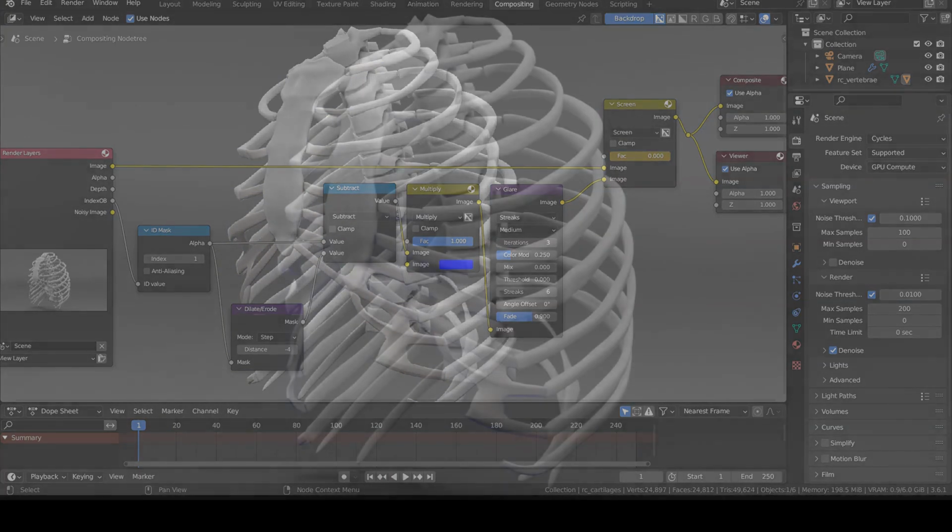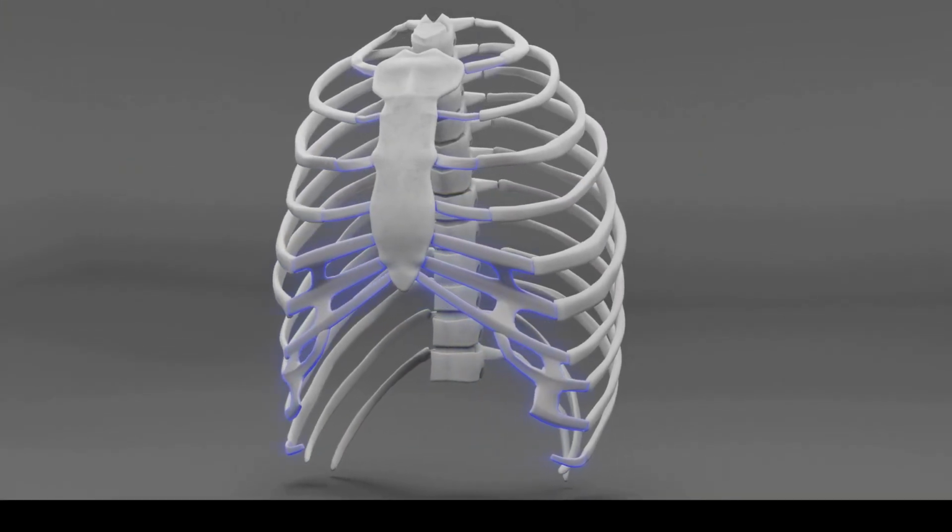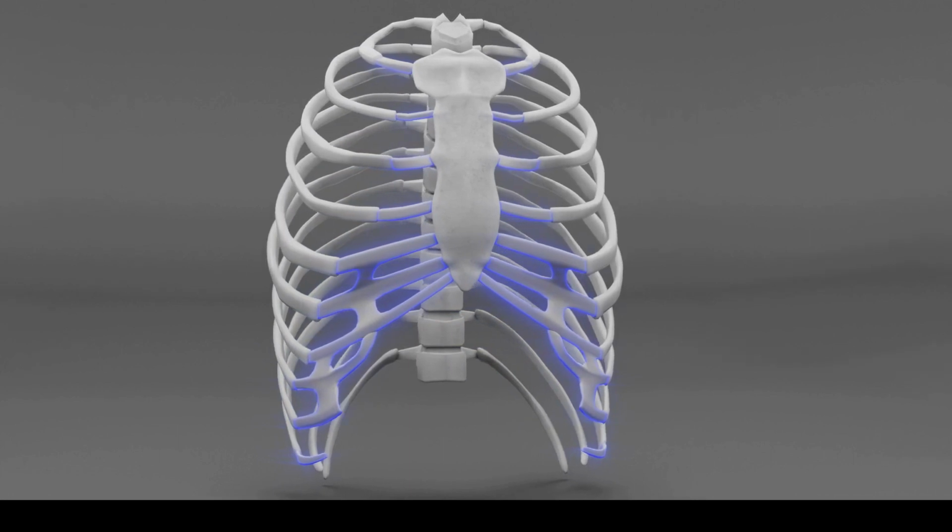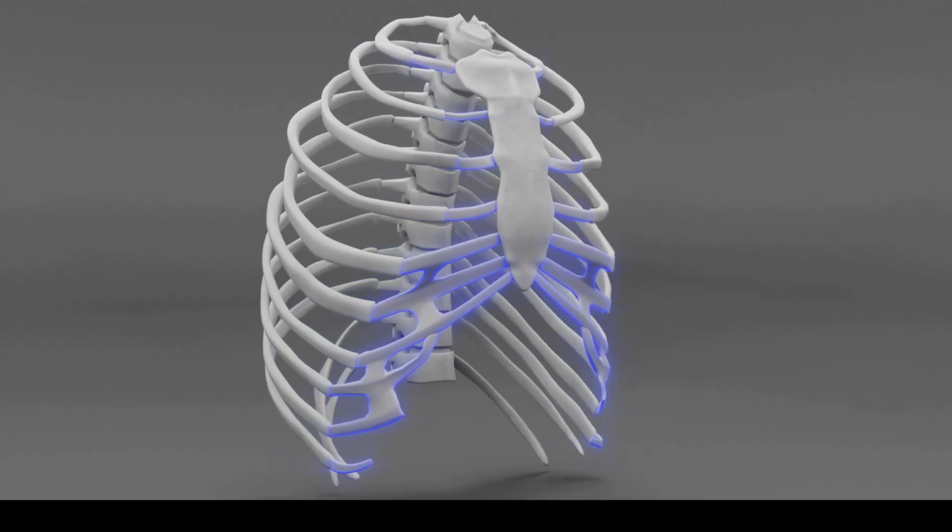So here's the final result, with the edges of the object we selected clearly highlighted, colored, and with a subtle glow. I hope you found this tutorial helpful.